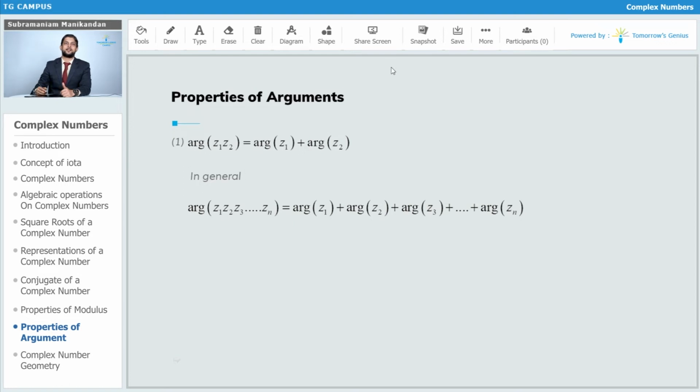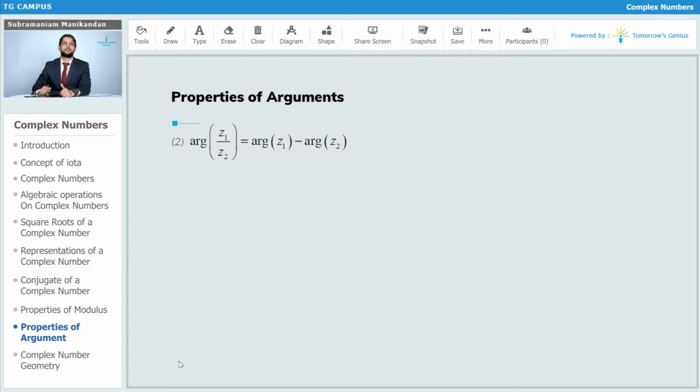Right? So this looks a little bit like the product rule of logarithms, because we deal with exponents when we deal with arguments. Argument of z1 by z2 is equal to argument of z1 minus argument of z2.